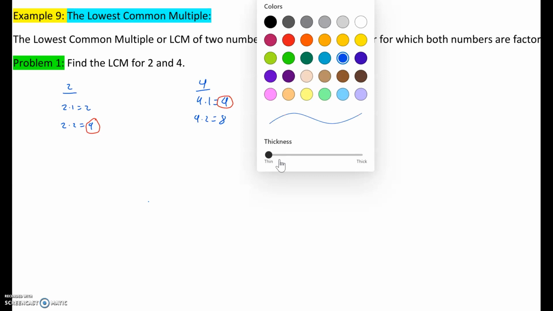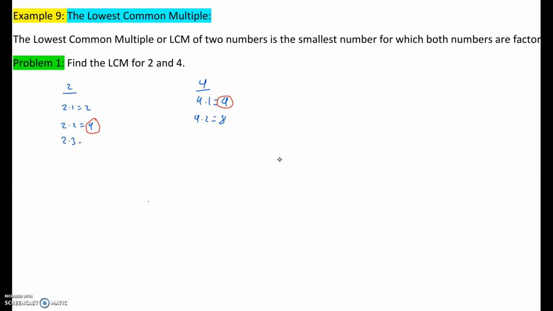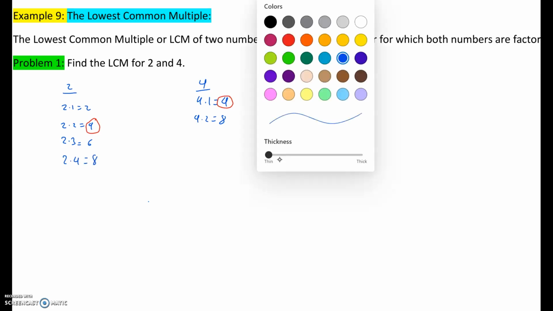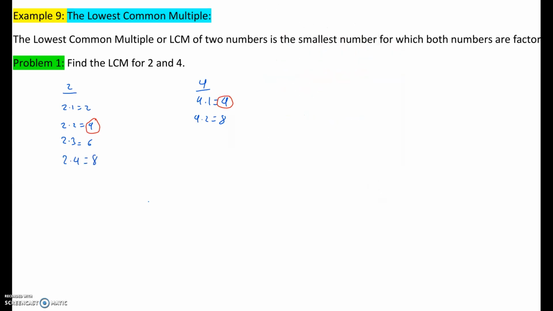So for example, if you continue this pattern, 2 times 3 is equal to 6, and 2 times 4 is equal to 8. Here is another multiple. Let me put these in green. And then the pattern actually continues on indefinitely. Now we want the lowest common of these multiples. So in this case, I'm going to say that the LCM for the values of 2 and 4 is 4.